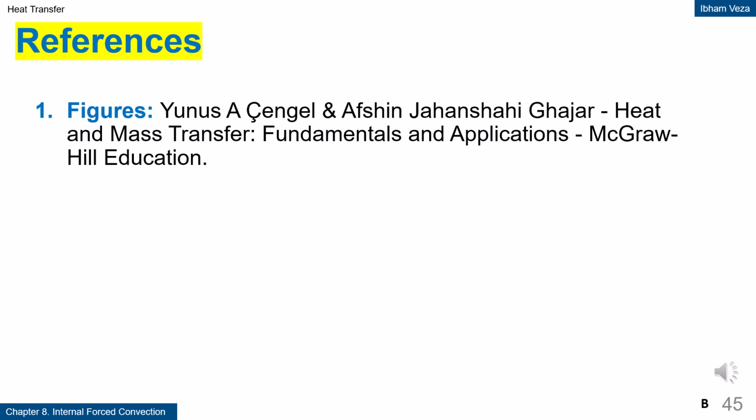References. The main reference for this chapter comes from the book by Yunus A. Çengel and Afshin Ghajar on heat and mass transfer. This book is one of the international standard references in the field of heat transfer. The figures and concepts used in this chapter are based on this source. A strong understanding of this reference is very helpful for deepening the subject. This literature is also widely used in research and engineering practice.